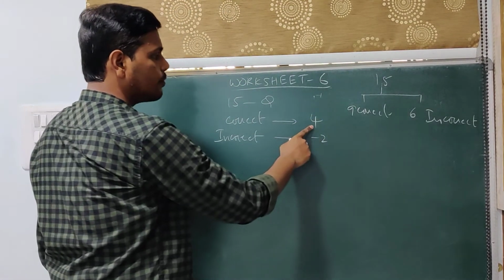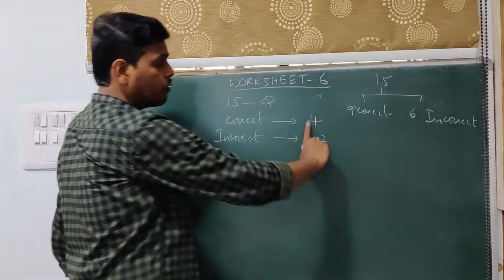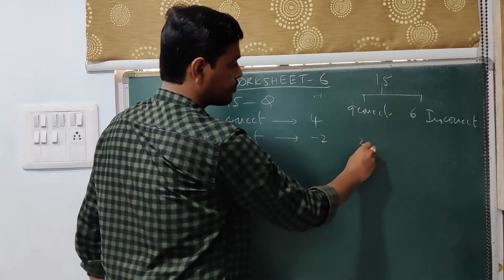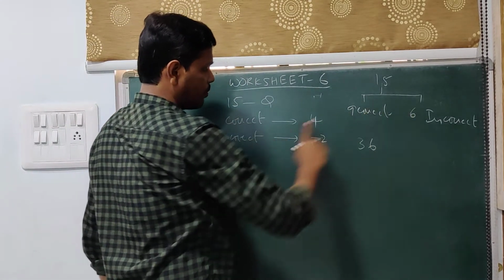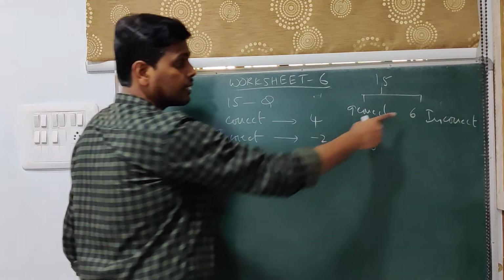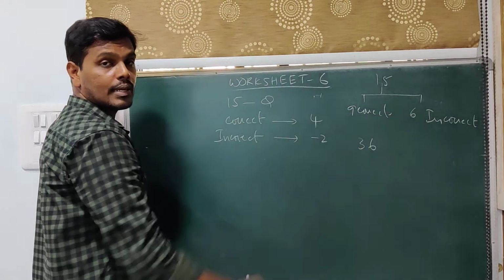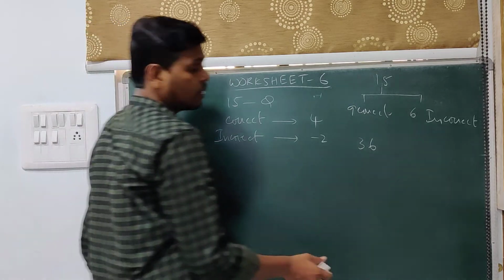Now 1 correct answer, 4 marks. 9 correct answers, 4 into 9, which is 36. 1 incorrect answer, minus 2 marks. 6 incorrect answers, 6 into minus 2. 6 into minus 2 is how much? Minus 12.